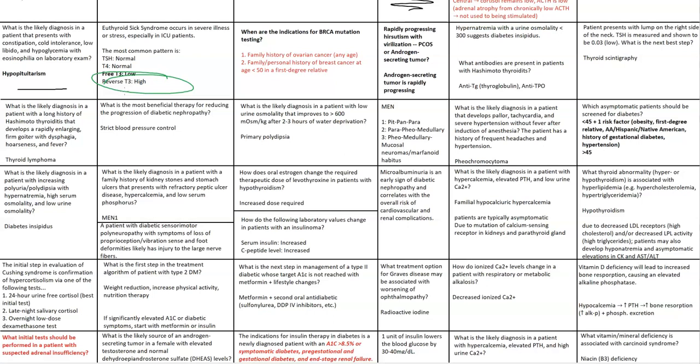Rapidly progressive hirsutism with virilization: is it PCOS or an androgen-secreting tumor? It's going to be an androgen-secreting tumor, because it's rapidly progressive. Hypernatremia with a urine osmolality of less than 300 suggests diabetes insipidus.